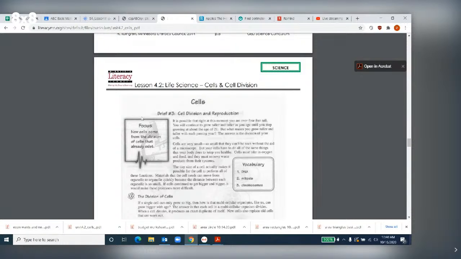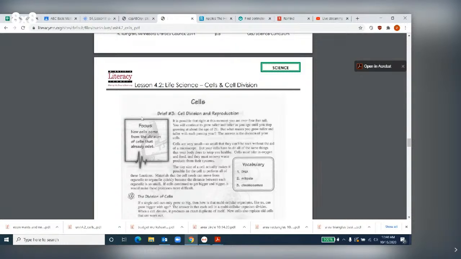But your cells have to do all the same things your body does to keep it healthy. Cells must take in oxygen and food, and must remove waste products from their system, just like us. We need water and oxygen and food on a daily basis. The tiny size of a cell actually makes it possible for the cell to perform all these functions.